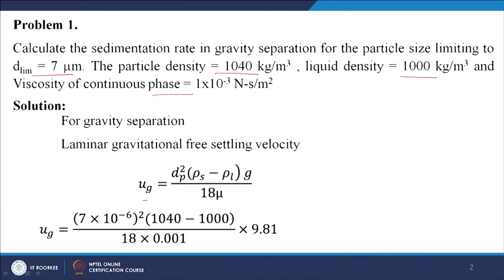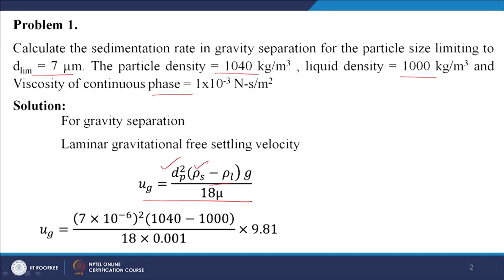If we assume laminar flow conditions, then Stokes law is applicable, and in that case we can find the terminal settling velocity as per this formula: terminal settling velocity Ug is equal to dp square into (rho s minus rho l) into g divided by 18 into mu, where dp is the diameter of the particle, rho s is the density of the solid particle, rho l is the density of the fluid in which the particle is falling, g is the gravitational acceleration, and mu is the viscosity of the medium. So, we have to calculate Ug.